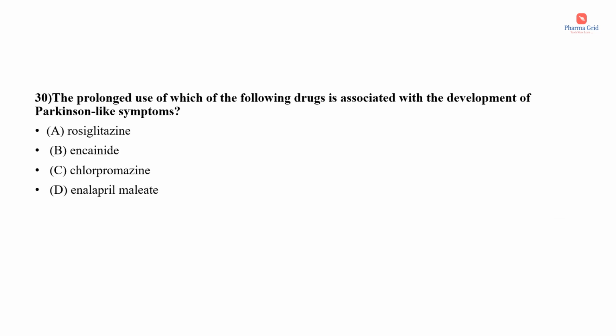Question number 30. The prolonged use of which of the following drugs is associated with the development of Parkinson-like symptoms? The options are rosiglitazone, enalapril maleate, chlorpromazine, and one other. Here the correct answer is option C, that is chlorpromazine.